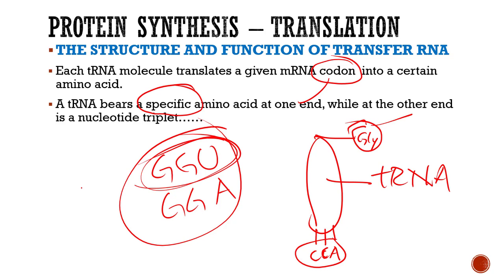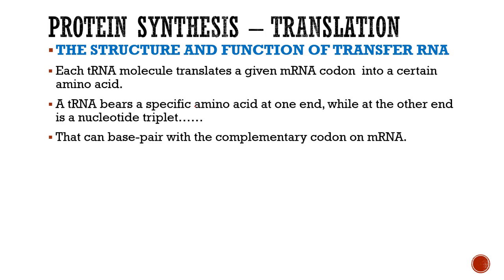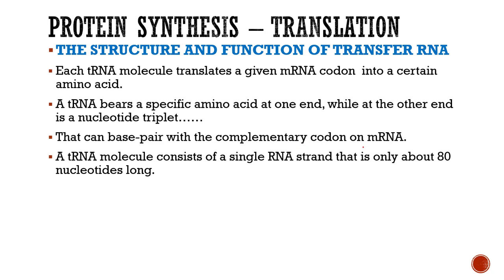So a transfer RNA bears a specific amino acid at one end, while at the other end is a nucleotide triplet, and that can only base pair with the complementary codon. So it is known as anticodon. So at the other end it is an anticodon.